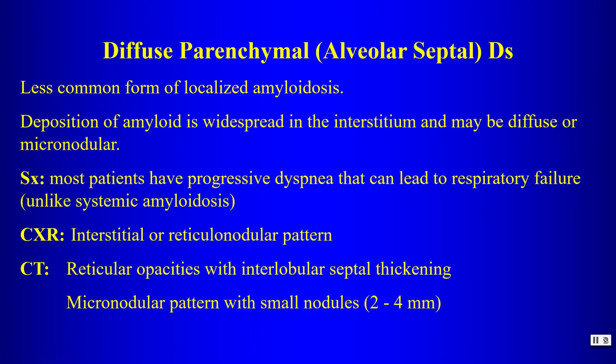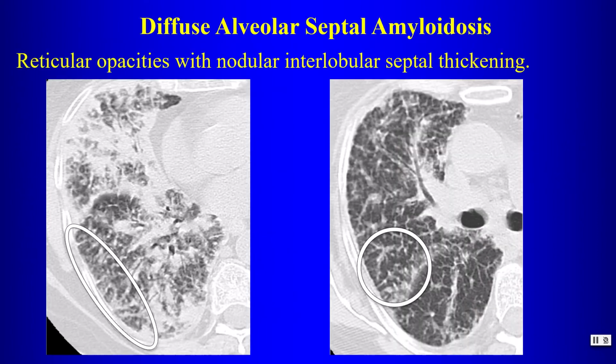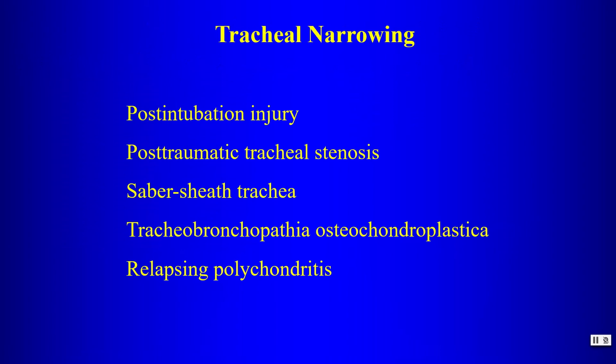Again, interstitial disease can also be a manifestation of amyloidosis affecting the lungs, and this can give you reticular opacities with interlobular septal thickening. You can have a micronodular pattern, again with somewhat perilymphatic distribution. Here we see this interstitial thickening and some nodular thickening of interlobular septae, again in a perilymphatic distribution. So interstitial disease from amyloid can give you a perilymphatic distribution of disease.